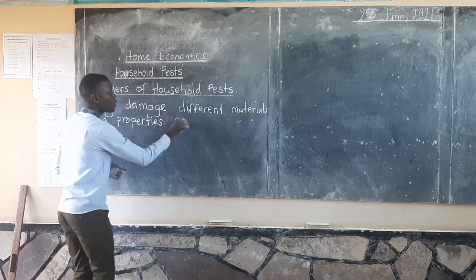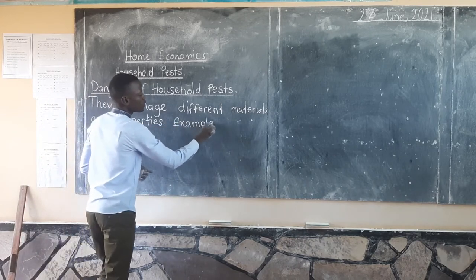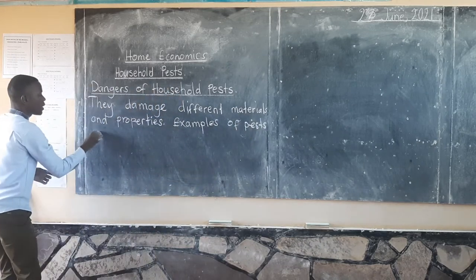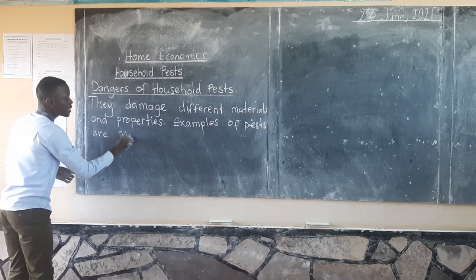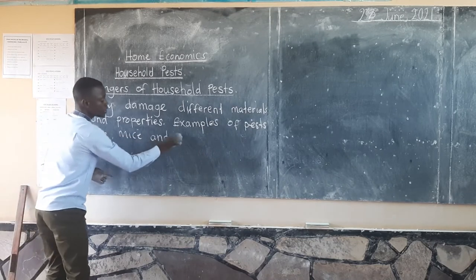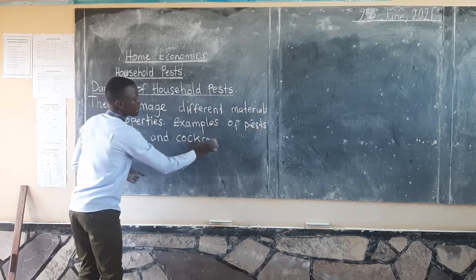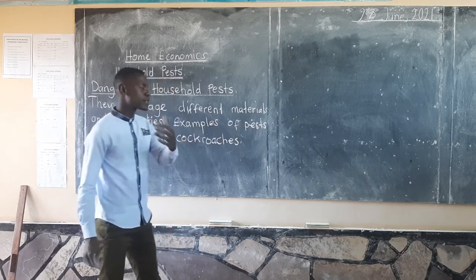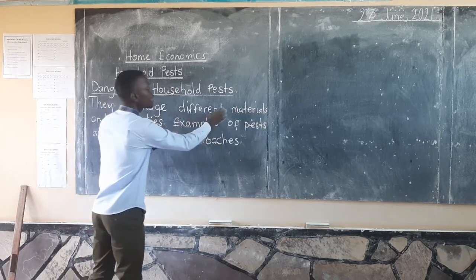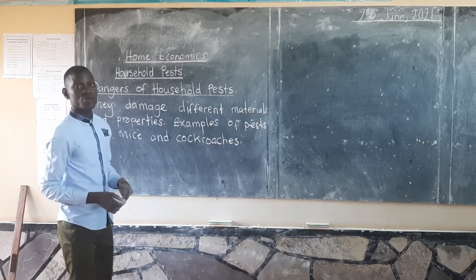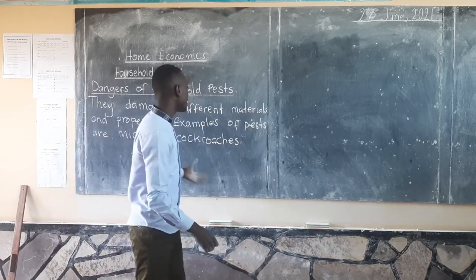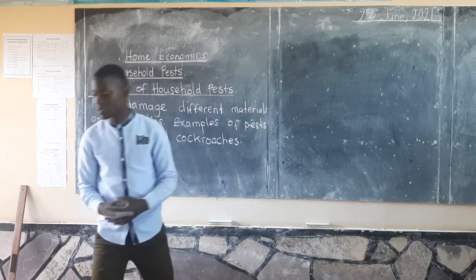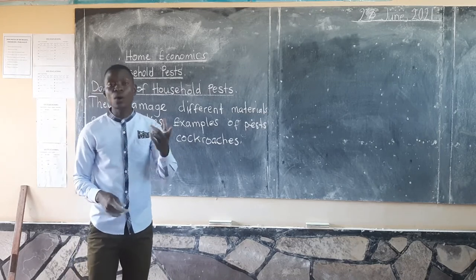So examples of pests that can damage different materials and properties are mice and cockroaches. We say properties that can be damaged by these pests, we have wood, clothes, walls, and different machines. Then, the other danger is that they cause diseases.